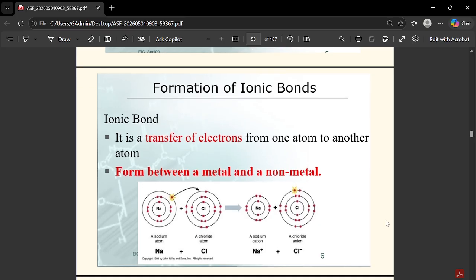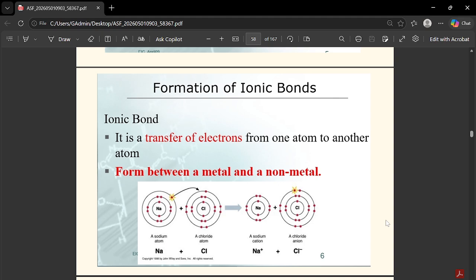First and foremost, what is an ionic bond? An ionic bond is basically a transfer of electrons from one atom to the other. So for example, you have a compound like NaCl, which is sodium chloride, right? Na, we know, is a metal in group 1. It loses its electron to form a positive ion, and that electron actually travels to chlorine.